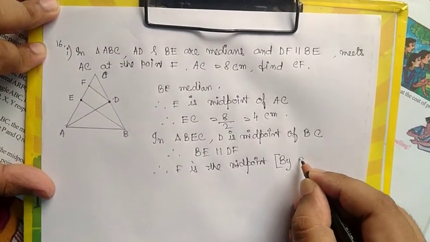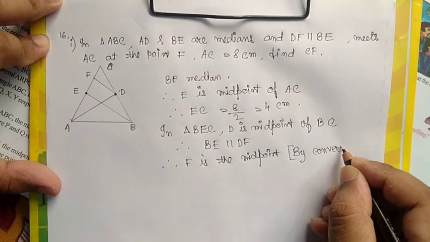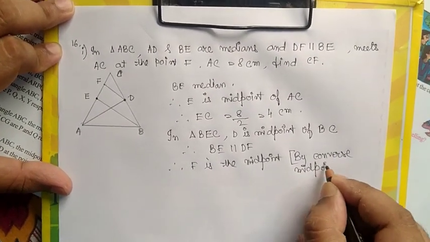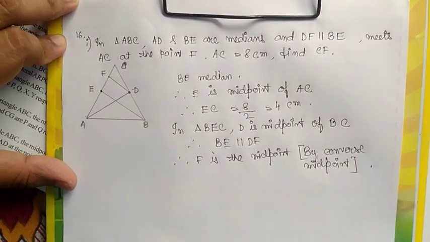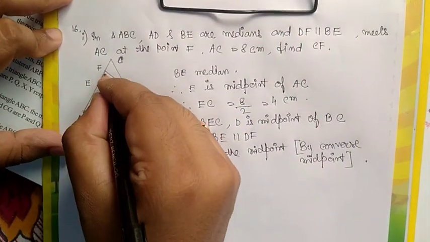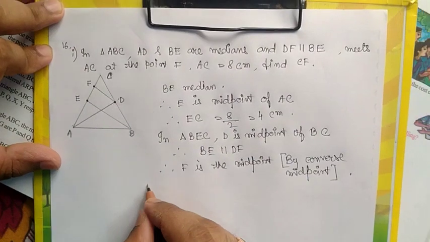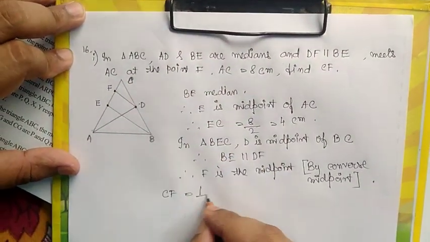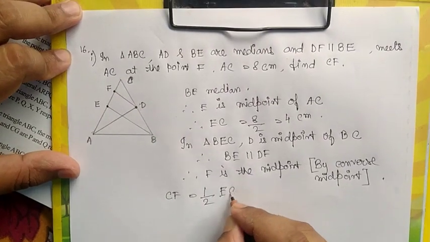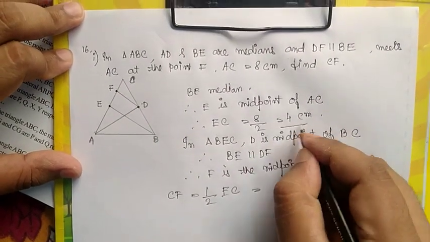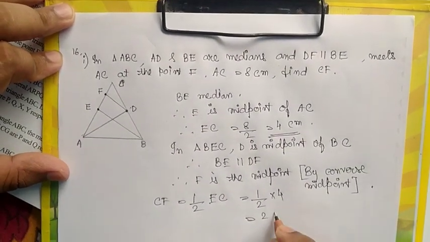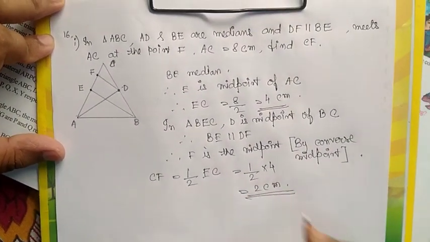By converse midpoint theorem. So if F is the midpoint by converse midpoint theorem, we can say this CF equal to half of CE or EC, and we know the value of EC is 4 centimeter. Half into 4 equal to 2 centimeter. So the CF is 2 centimeter.